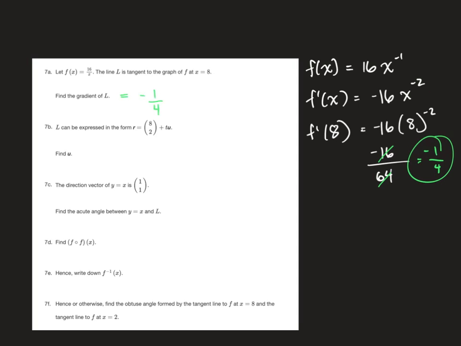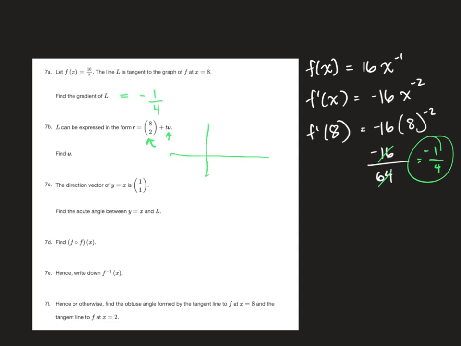Okay. Then it's saying L can be expressed in the form. So this is now vector form of an equation. You've got to think back, because it's been a while, but remember, the IB loves mixing things together. (8, -2) plus tu, and it wants us to find u. Well, this form is not super different than mx plus b, except in this case, it gives you a vector that you're starting with, and it is that u that is the direction.